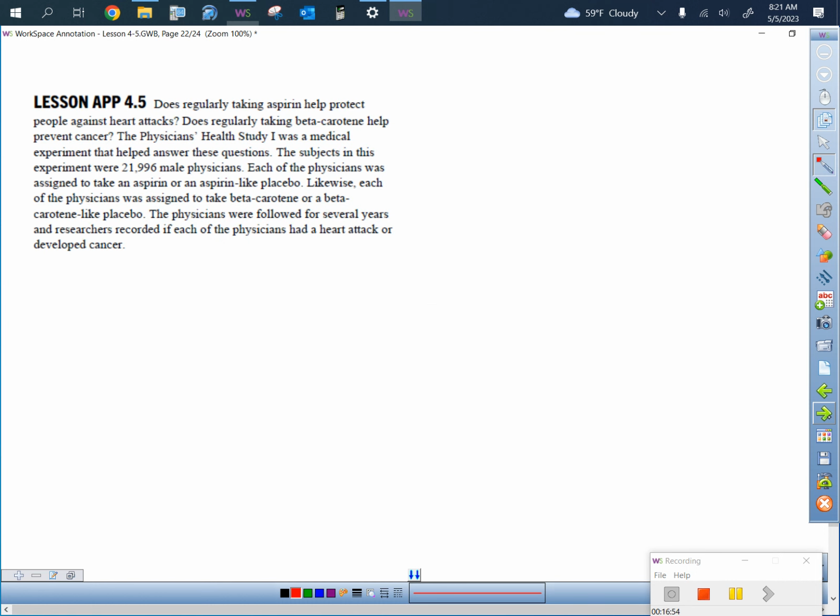And then here's the last one. Does regularly taking aspirin help protect people against heart attacks? The Physician's Health Study was a medical experiment that helped answer these questions. Here's the subjects. The subjects are always people. This many male physicians. Each of the physicians was assigned to take an aspirin or an aspirin-like placebo. Likewise, each was assigned to take a beta-carotene or a beta-carotene-like placebo. The physicians were followed for several years, and researchers recorded if each physician had a heart attack or developed cancer.